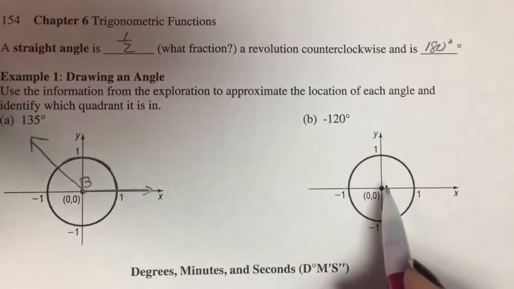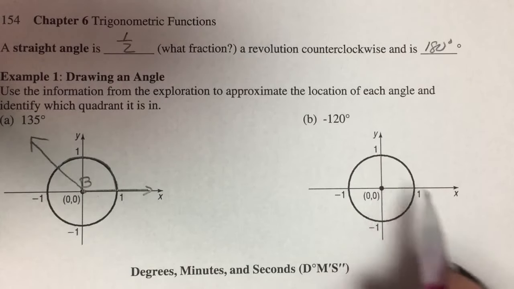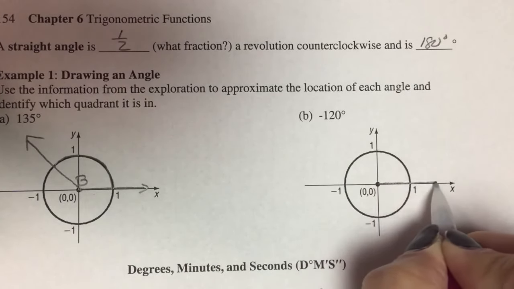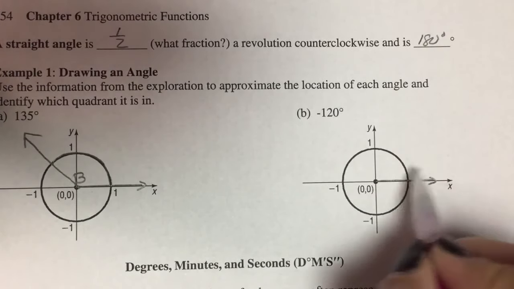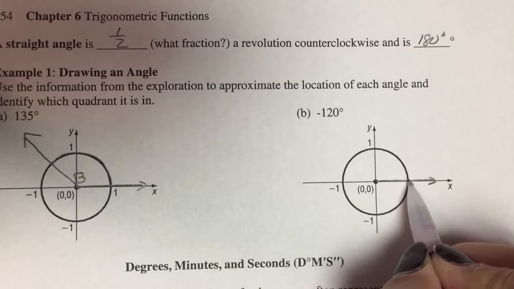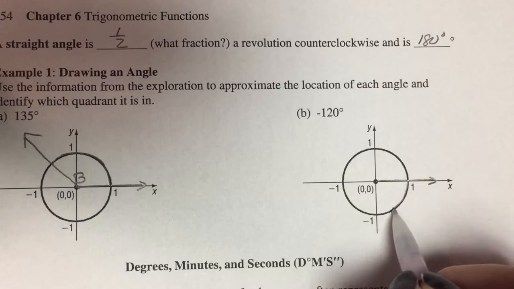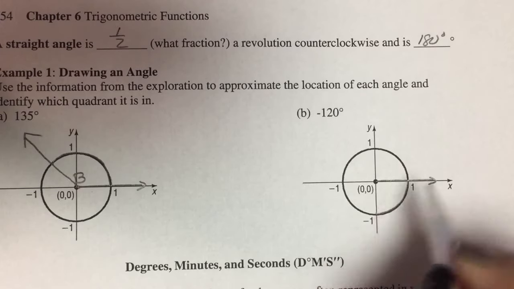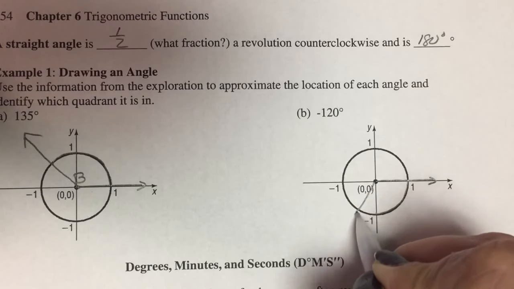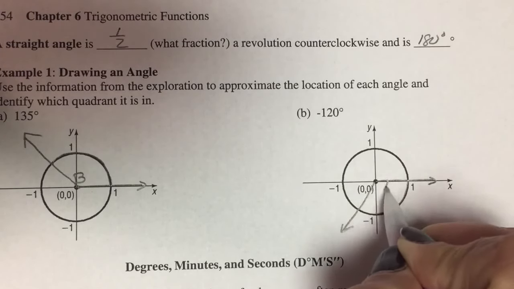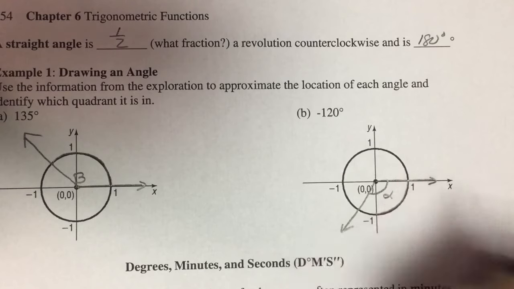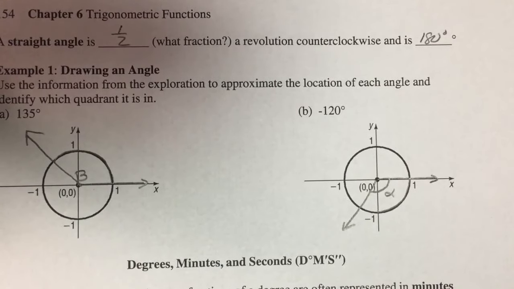If we want to draw a picture of a negative 120 degree angle, again, we'll put it in standard position. So there's the initial side. And if I go down clockwise, that's going to be 90 degrees. And then I need another 30 degrees to get to 120. So it's about right there. So this angle right here, we'll call it alpha, is about negative 120 degrees.